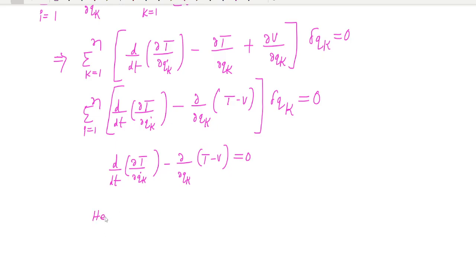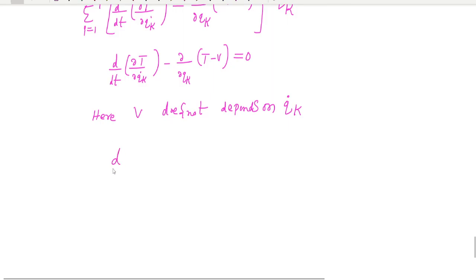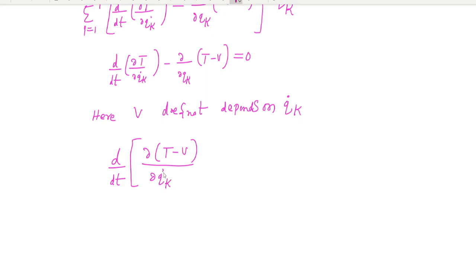Okay, here the V does not depend on q̇k. Therefore d by dt of the partial derivative of (T minus V) divided by ∂q̇k. We can write this as T minus V because V does not depend on q̇. Minus is already there. ∂/∂qk of (T minus V), equal to 0.